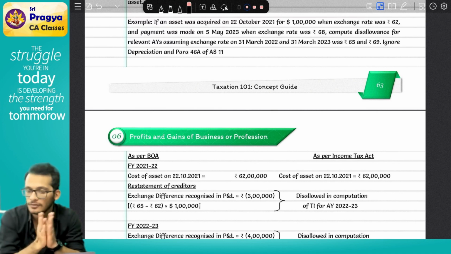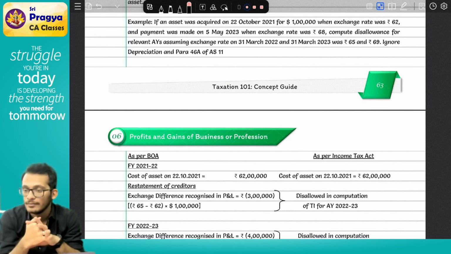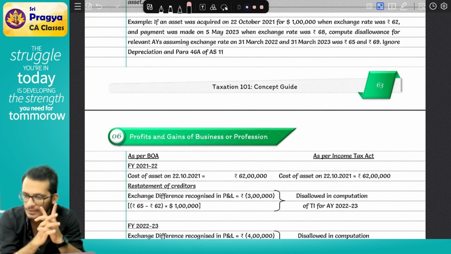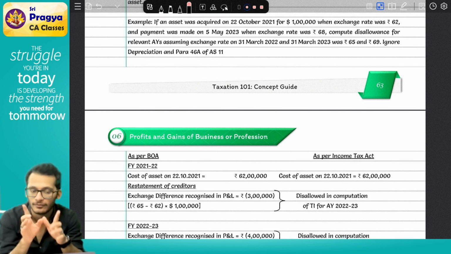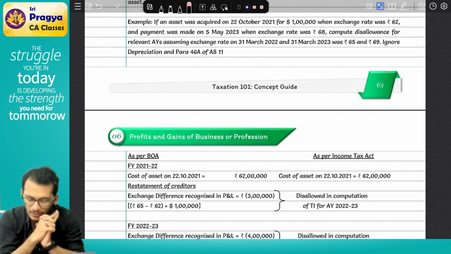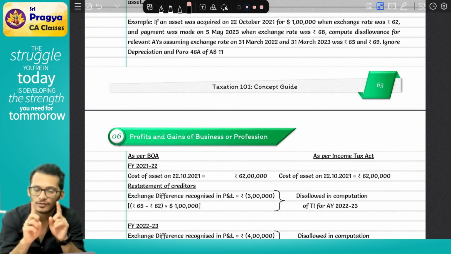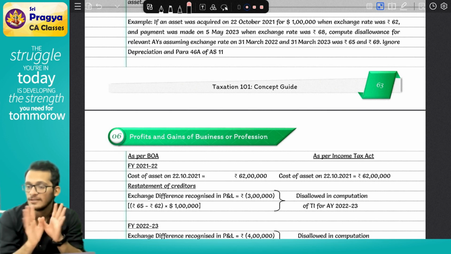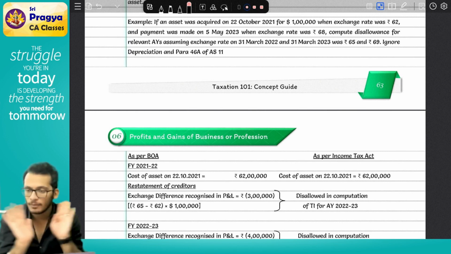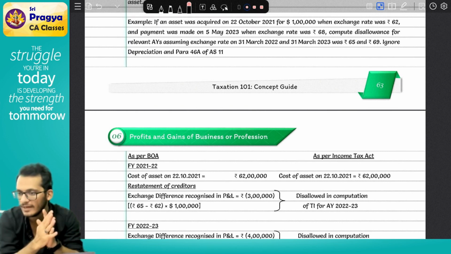In accounts, when did you buy the asset? 22nd October 21. How much did you buy the asset for? $1 lakh. That day the exchange rate was 62. So in your books you would have recognized the asset at 62. Income tax will also say 62. No problem, because both are having the same asset.